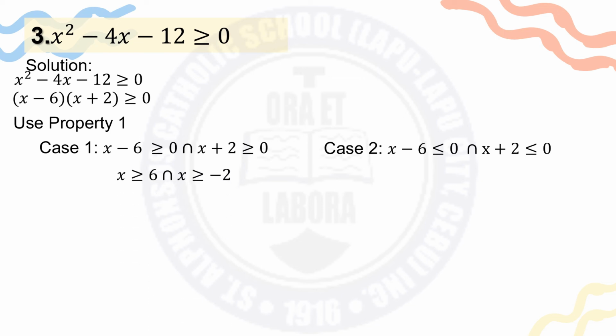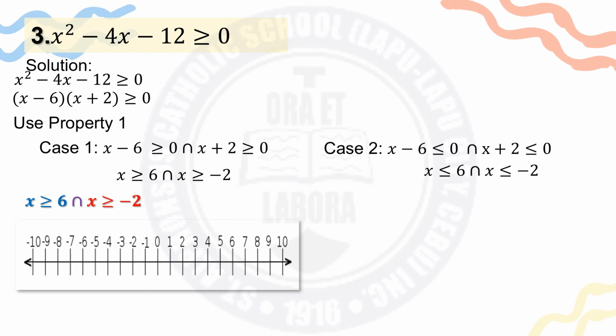And as we simplify case 1, you have x greater than or equal to 6, intersection x greater than or equal to negative 2. And as we simplify case 2, you have x less than or equal to 6, intersection x less than or equal to negative 2. Next, graph each case. For case 1, let's draw the number line.